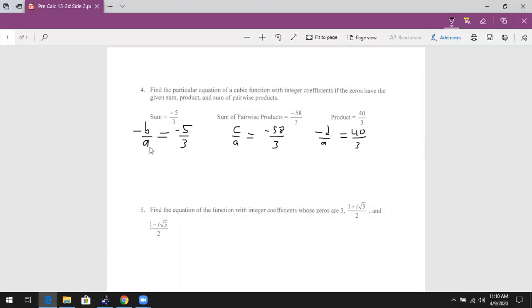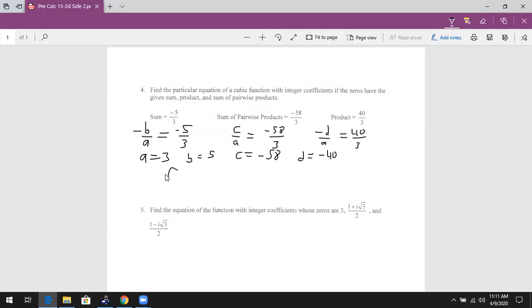Now, you're always going to want to make the denominators the positive term, and you can see each denominator is 3 and each denominator is a. That means a is 3. In this one, negative b is -5. That means a positive b is a positive 5. C is -58, and negative d is 40. That means a positive d is -40.